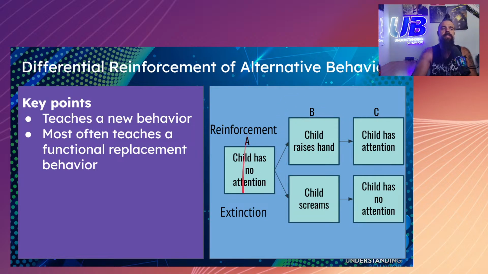In this example, we're using reinforcement and extinction. So for the behavior that we want to decrease, we're putting it on extinction. So the child has no attention, they scream, and they still have no attention. So there's none of that reinforcer coming after this behavior. And then we'll teach our new behavior. So we're shifting our reinforcement from screaming over to raising hand now. So now the child has no attention, they raise their hand, and now the child has attention. So we're using that same functional reinforcer, and that's how DRA is going to be most effective when we teach a behavior that results in the same reinforcer as the problem behavior or behavior that we're trying to decrease.